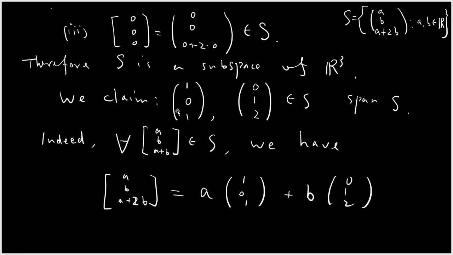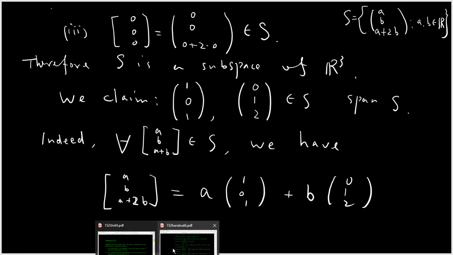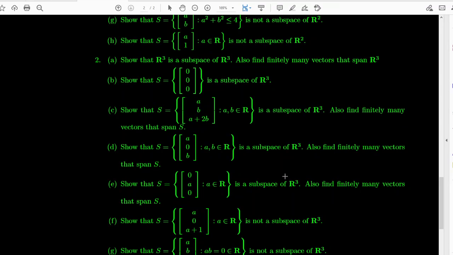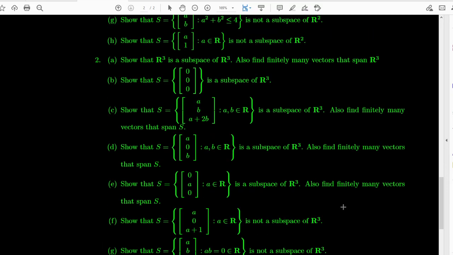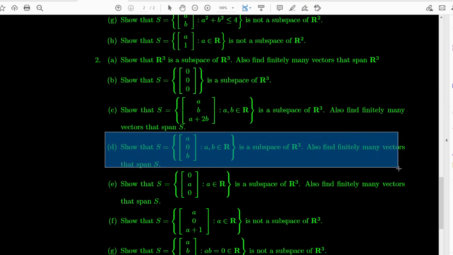And then after you choose the two vectors, you have to show every vector in S is indeed a linear combination of the two vectors. Any questions? I will see if you know the meaning by doing one other question. Now let's work on question D. So question D is kind of simple.